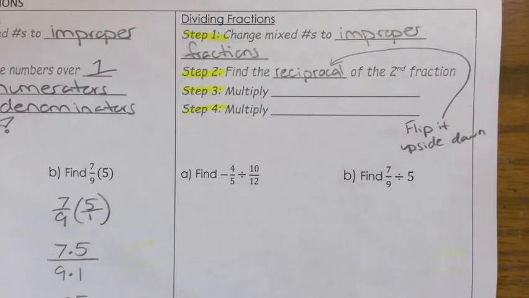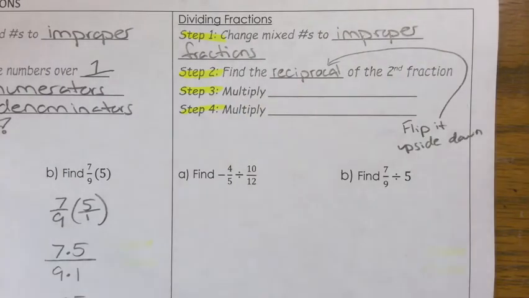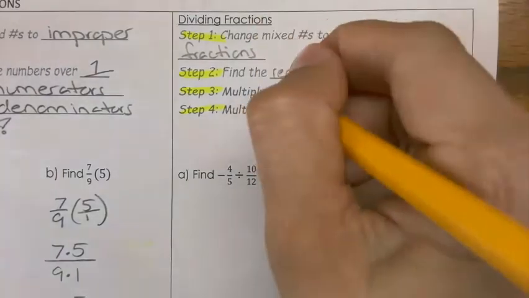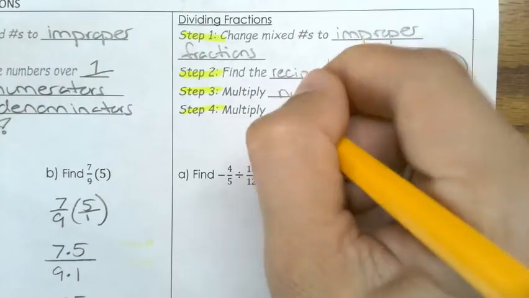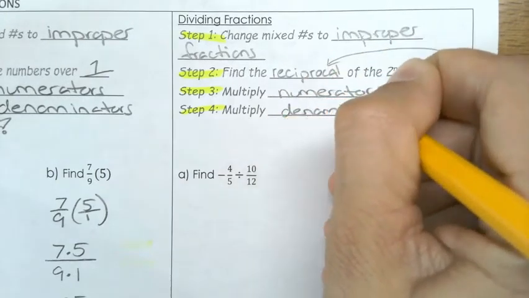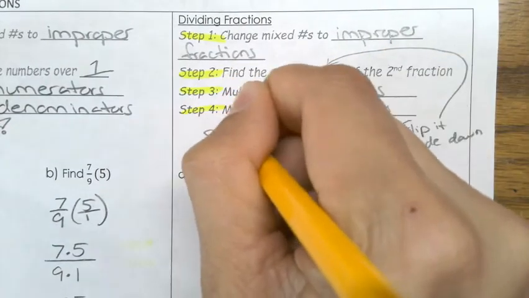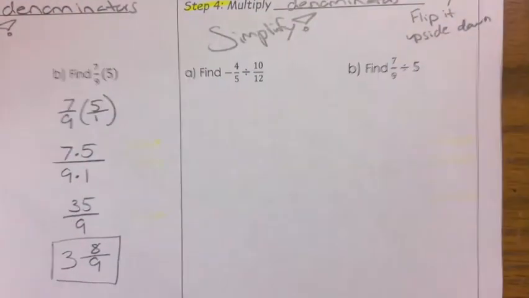And the reason this works is because multiplication is the opposite of division. And so we are working with that opposite, flipping this upside down, so that way we can end up multiplying just like we did before. And then, just like the multiplying, we multiply the numerators and the denominators. Don't forget to always simplify. Okay, let's take a look at this in action.